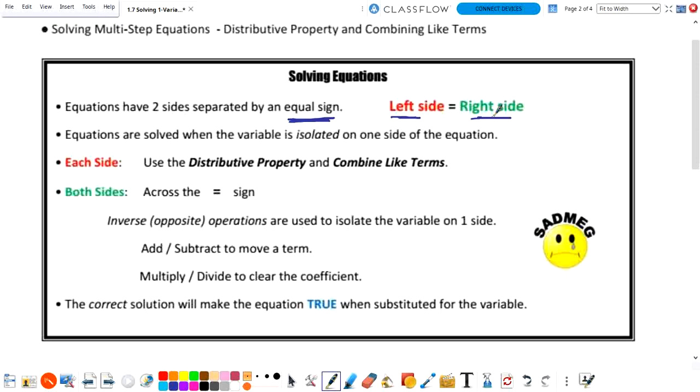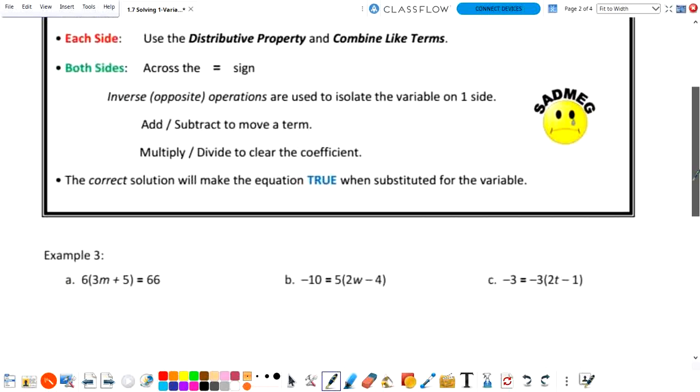So if we're moving it past our equal sign, we're going to use inverse operations. So don't think if it's on the same side, you are just combining like terms and distributing when necessary. But if you're moving it across the equal sign, that is when you're going to do the inverse operation. So if it's being added, you're going to subtract it. If it's being multiplied, you're going to divide, and then vice versa, right? The correct solution will make the equation true when substituted for the variable. So if we've done it right, the equation should be true.